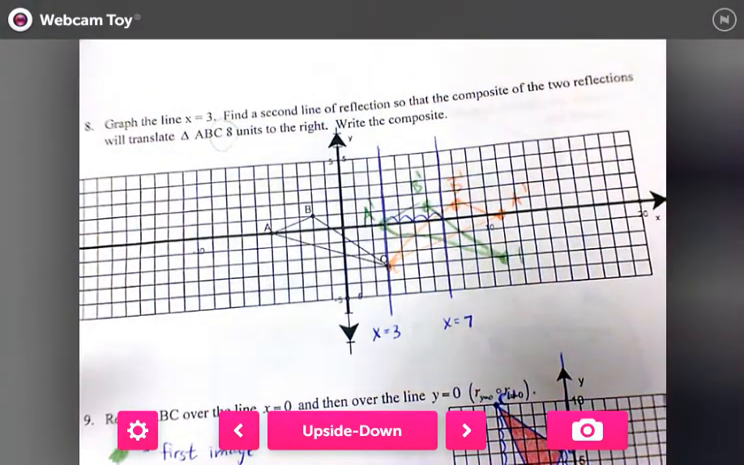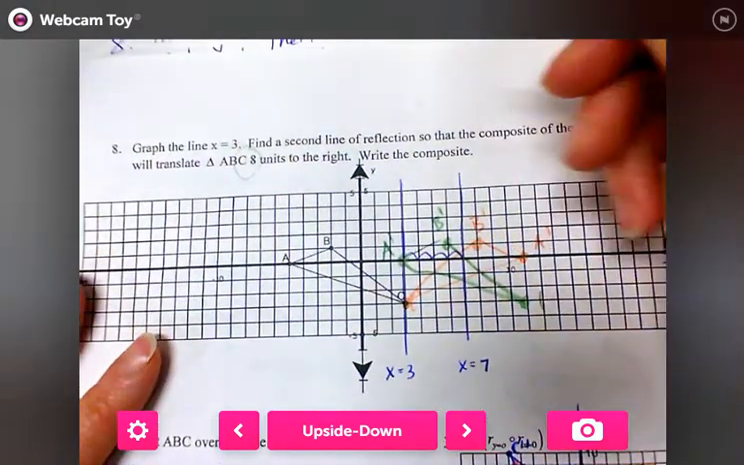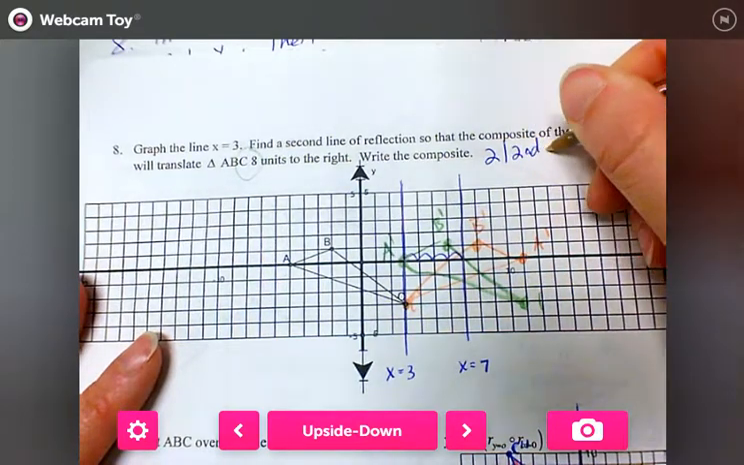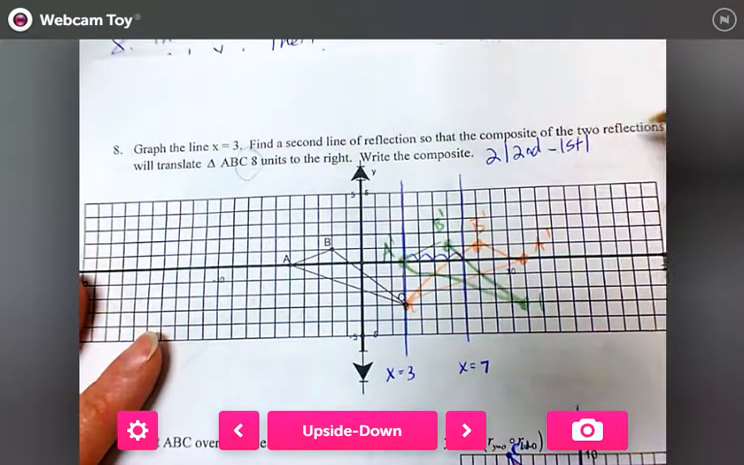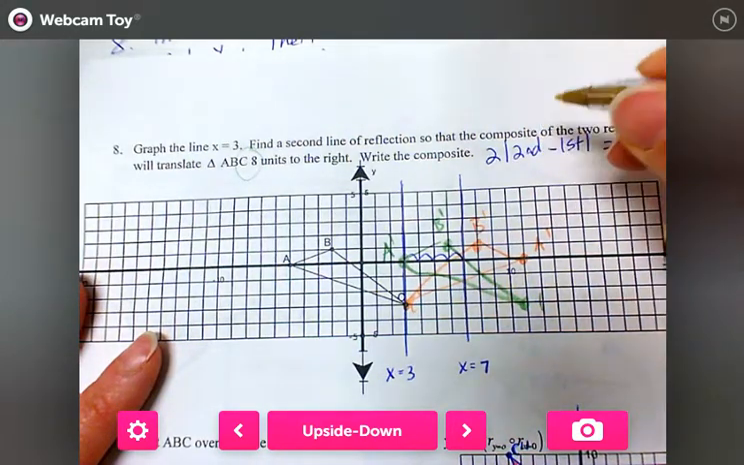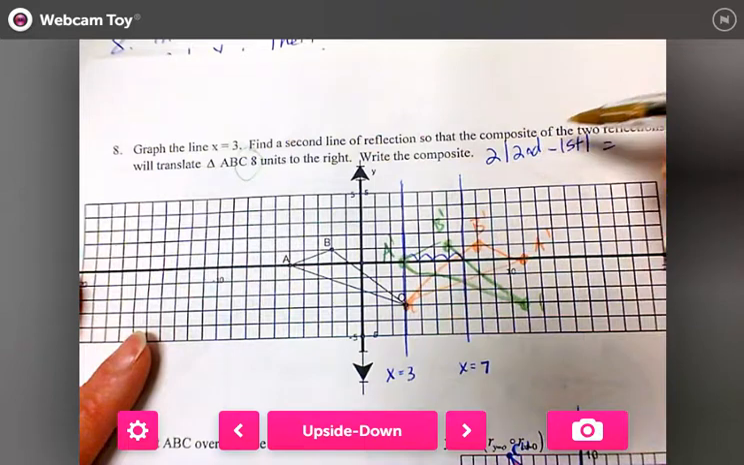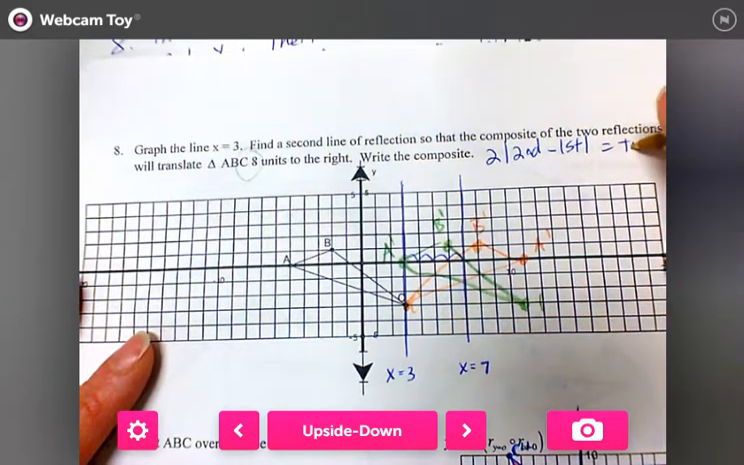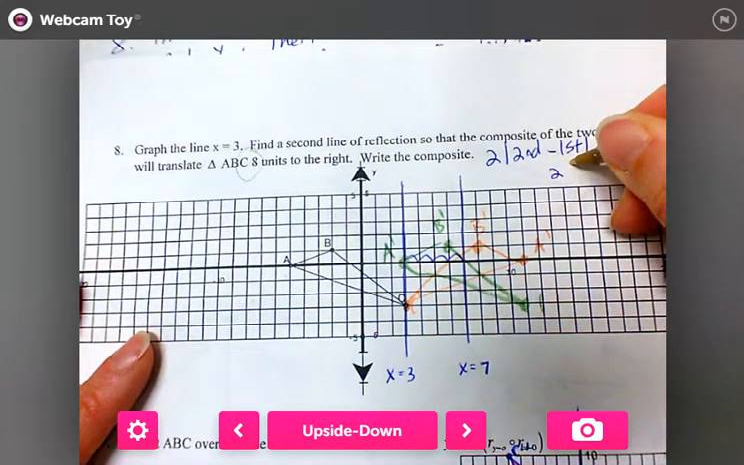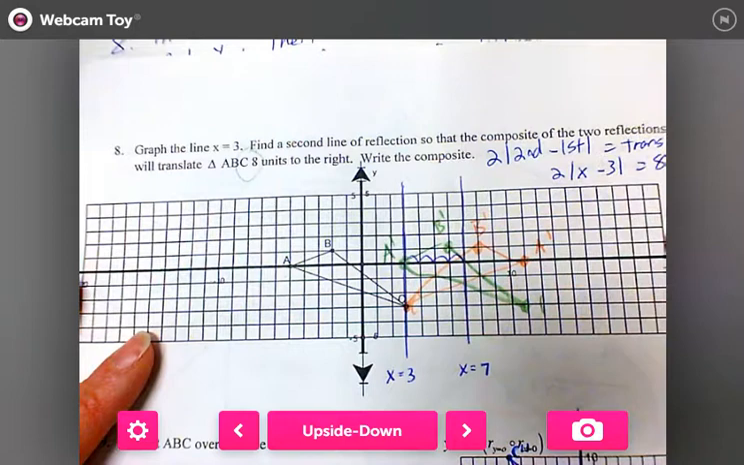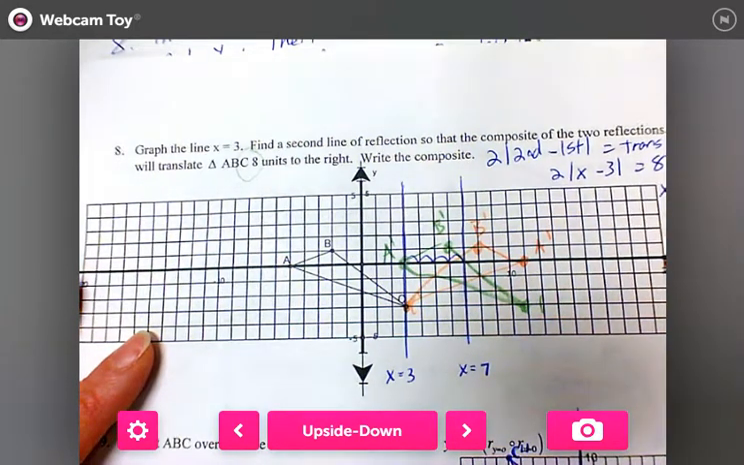I like to think of it as a formula. So I do 2 times the second line of reflection minus the first line of reflection equals the translation. And then I just fill it in. 2 times x minus 3 equals 8. And then I solve, getting x minus 3 equals 4, x equals 7.